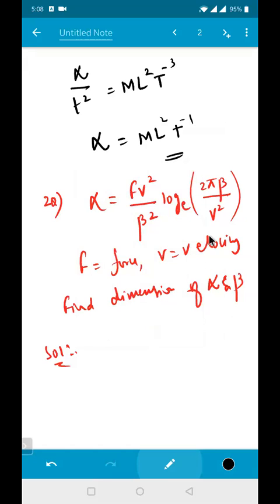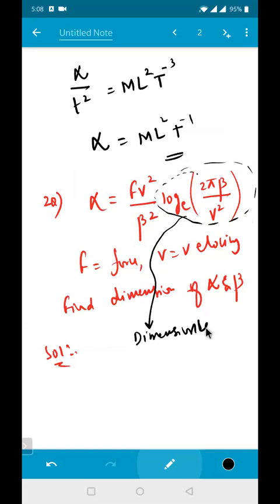You know that logarithms and trigonometric functions don't have any dimensions. So this total is a dimensionless physical quantity. So I can keep a dotted line here with an arrow mark, and this one will be dimensionless. Logarithms and trigonometric values will be dimensionless. So alpha must be equal to F into v square divided by beta square, isn't it? For this one, if I'm writing the relation, what are the other values we are given? This is 2 pi beta by v square. Dimensionless means that must be equal to 1.